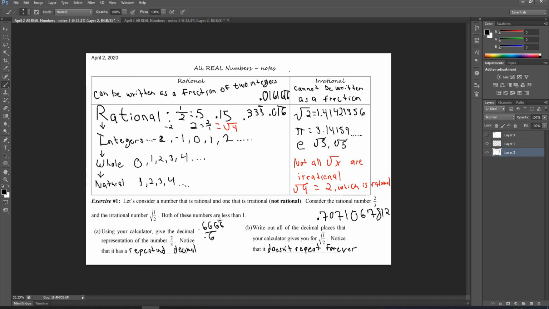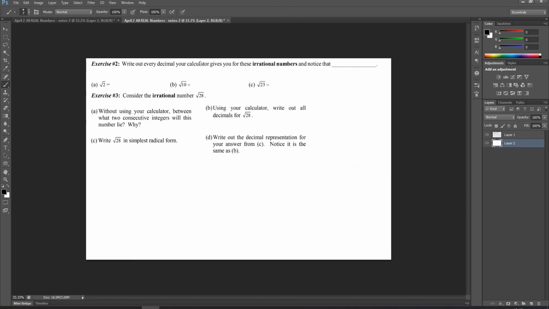So in 2/3, we have some set amount of numbers that repeat forever. Like in this one, we had the 1/6 repeating forever. Here we just have 6 repeating forever. In this problem, we do not have something that repeats forever.